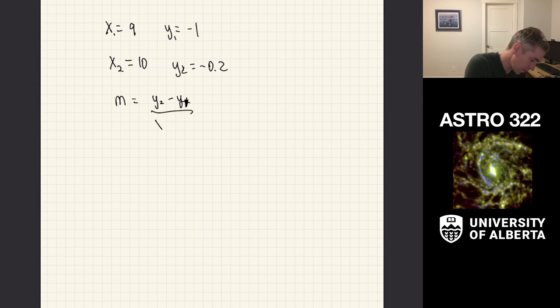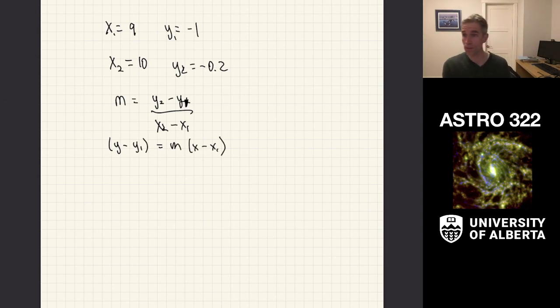y2 minus y1 over x2 minus x1. And then I can put this into point-slope form, where I have a line that is y minus y1 is equal to m times x minus x1. Now I'm not going to walk through this for the crappy data that I read off here, but it should give you a sense of how this works.